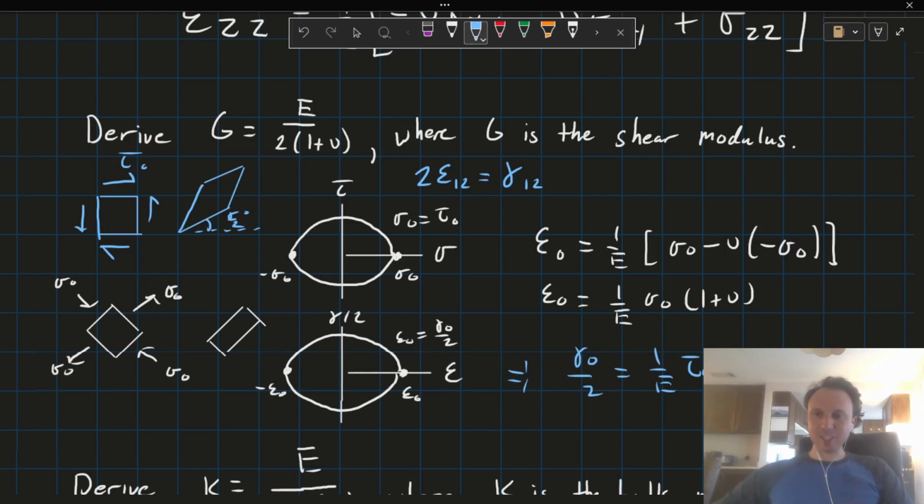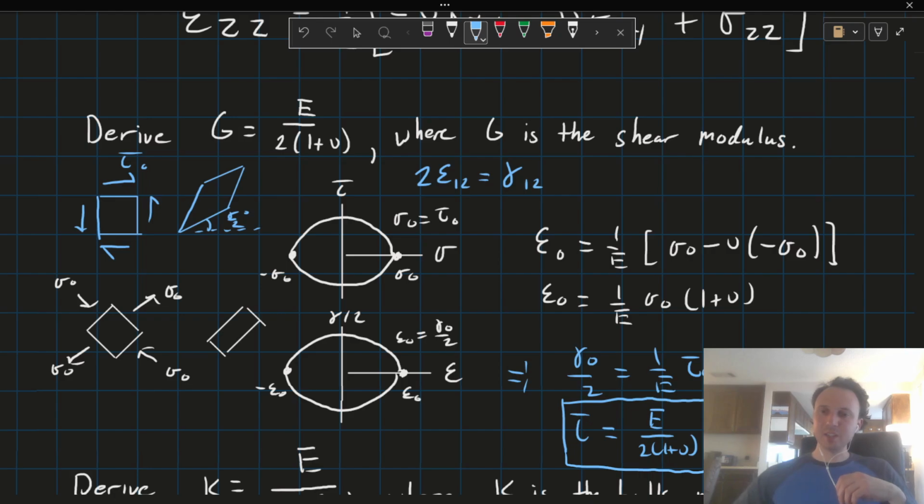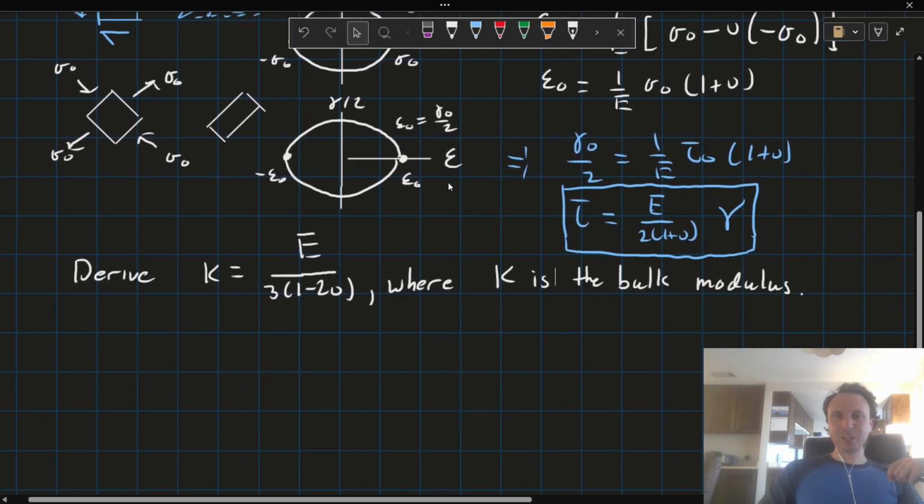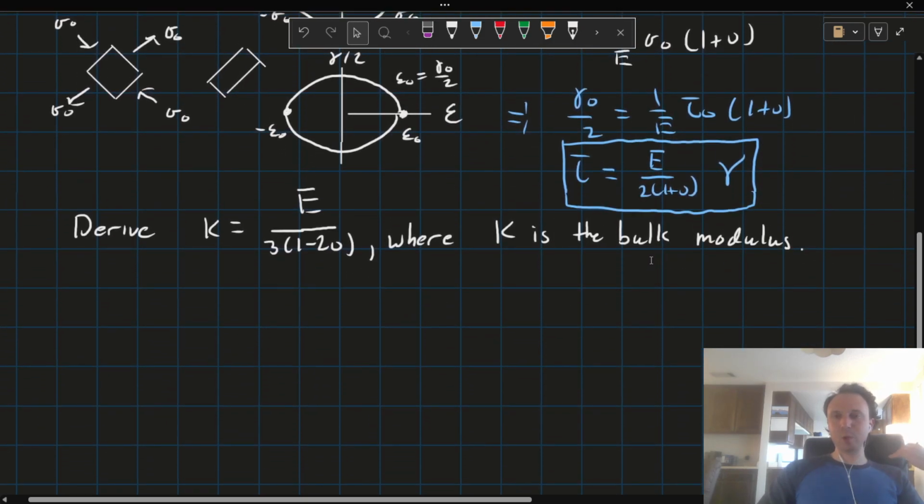1 plus nu. Finally now, if we rearrange, we get the thing that we wanted. So let me double check that. So tau is equal to E over 2, 1 plus nu, gamma. So there we go. And if you remember from MA 15, that is the shear modulus right here. So there it is. We can do the same thing now for the volumetric, the bulk modulus.